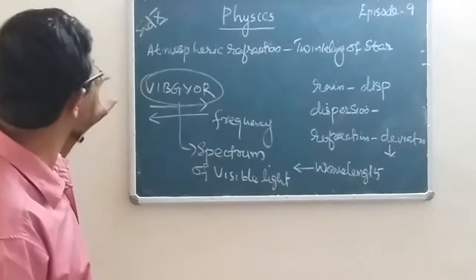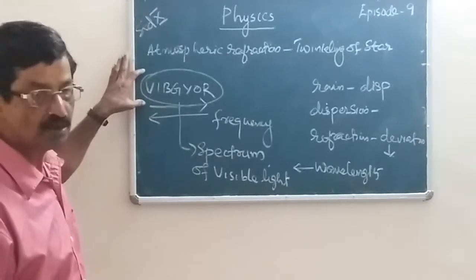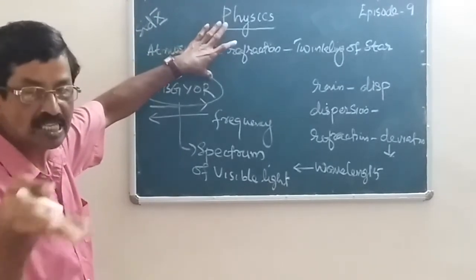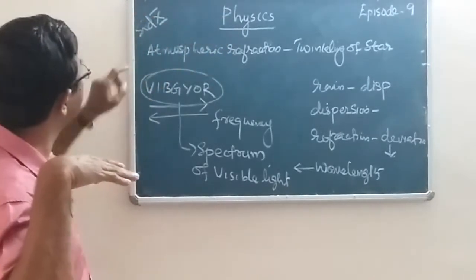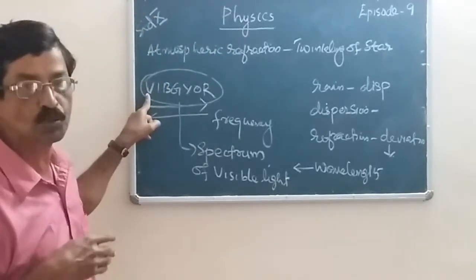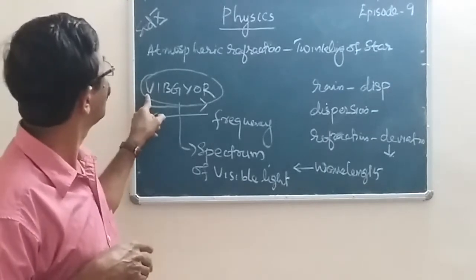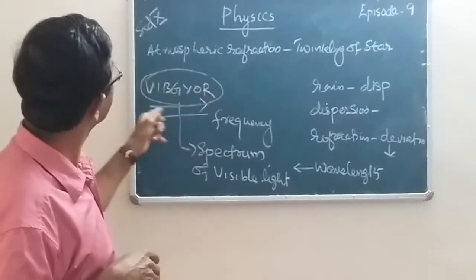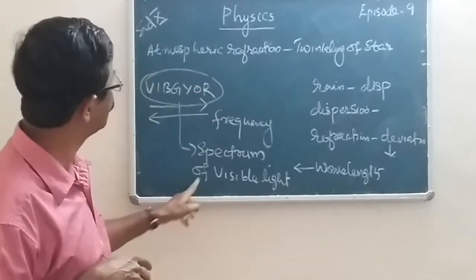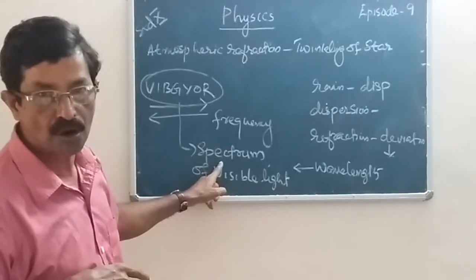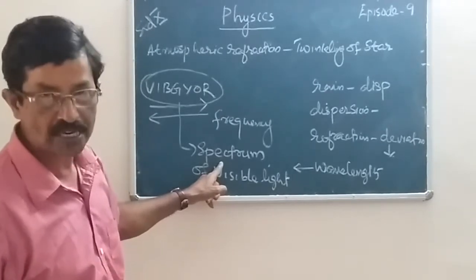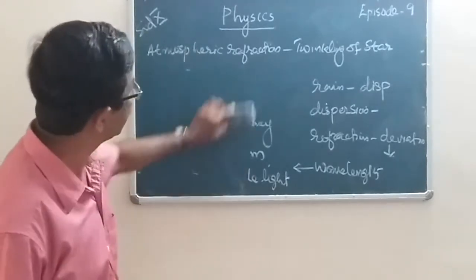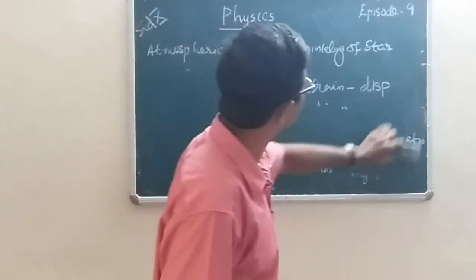Which color has the shortest wavelength among these? Violet. And the longest wavelength, red. When we consider the frequency, the highest frequency is with violet and the lowest frequency is with red. Now all these colors together constitute what is called the spectrum of visible light. Once again, see this rainbow.